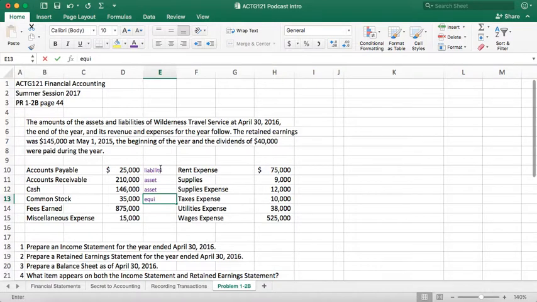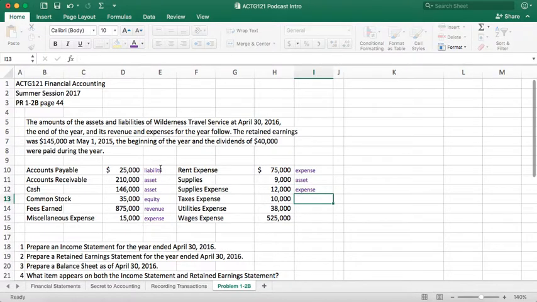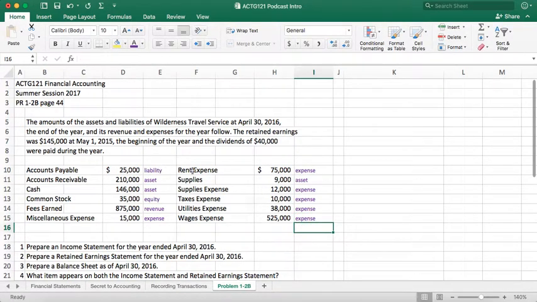Common stock is equity. Fees earned, that's a revenue. Expense, of course, is an expense. Supplies with no last name is an asset. Supplies with an expense last name is an expense. Now, why is this important? Well, for the income statement, we need to list revenue and our expenses.